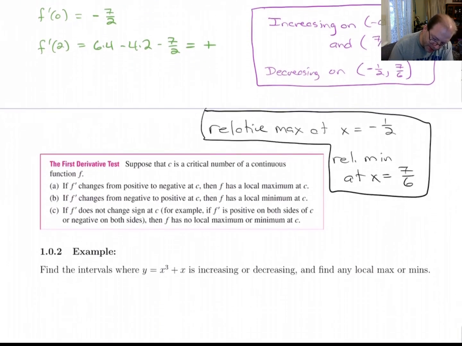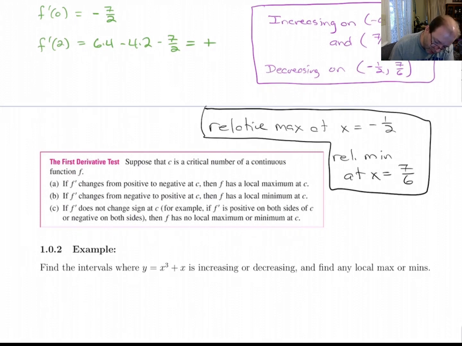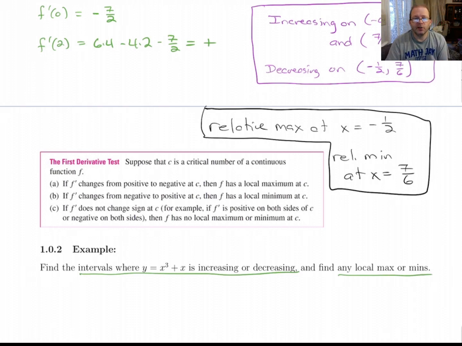So on the rest of these examples, we're asking two things. Find the intervals where something is increasing or decreasing, and find the local max and min. And basically, once you've done the increasing and decreasing part, finding local max and mins, there's not much more work there at all. So I want to do several more examples, but I'm going to start those in the next video.